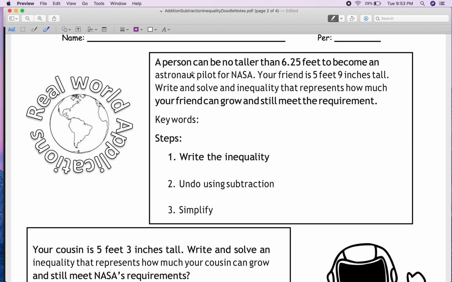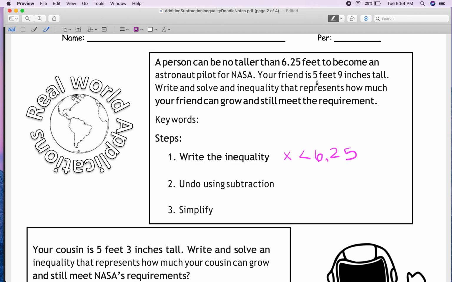All right, so it says that a person can be no taller than 6.25 feet. So can the person be greater than 6.25 feet or less than 6.25 feet? If they cannot be taller than 6.25 feet, they are going to have to be less than 6.25 feet. Let's make that decimal show up.